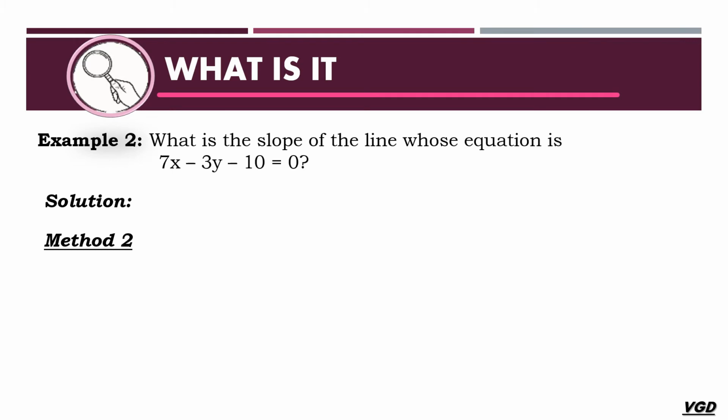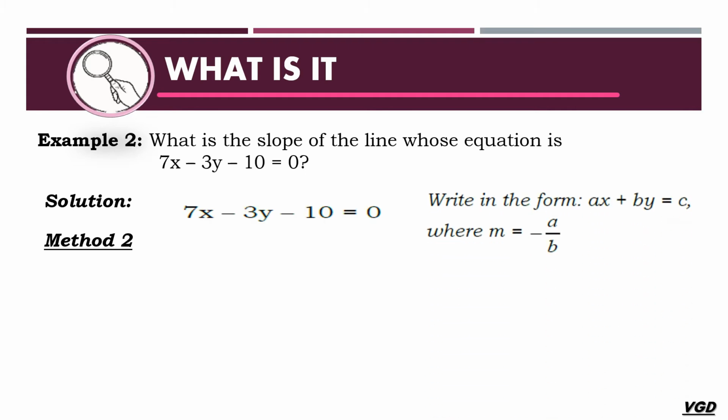And now in the second method, let's check if we could still have the same answer. So we have here our equation 7x minus 3y minus 10 is equal to 0. And this time, we are going to write it in the form of ax plus by equals c, where m is equal to negative a over b. So it will now become 7x minus 3y is equal to 10. So 10 is our c. And now, we have here a, which is 7, and b, which is negative 3.